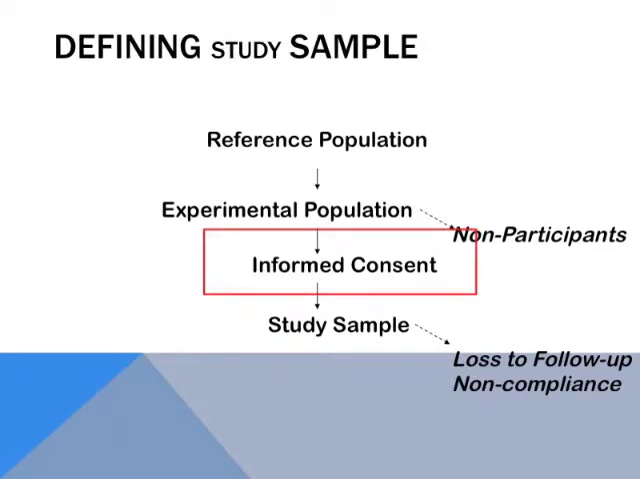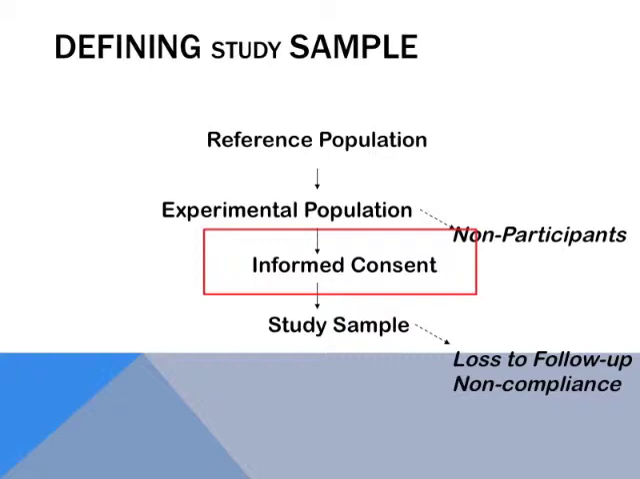Research staff involved in the study identify individuals within the experimental population, that is, they meet the eligibility criteria, and then approach them to participate in the study. Strict ethical standards are in place to ensure that individuals are provided with adequate information about the study, including the risks and benefits, and that they have an opportunity to ask questions. This is so that they can provide informed consent for participation.